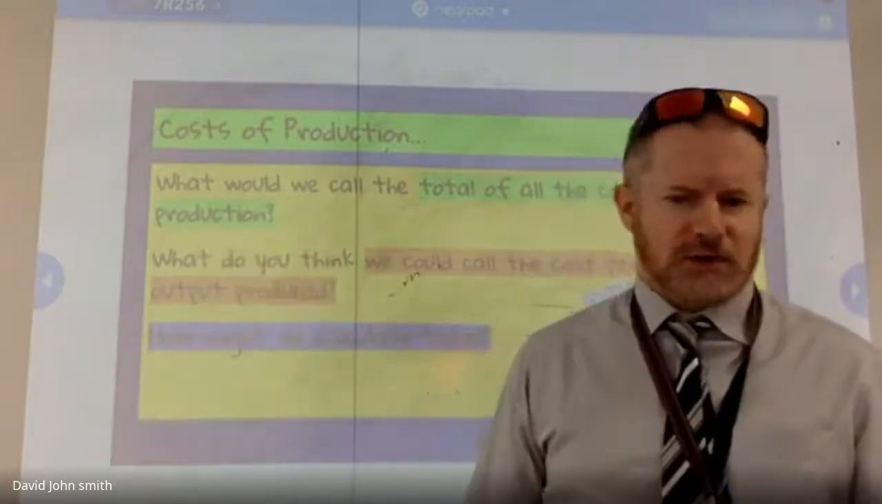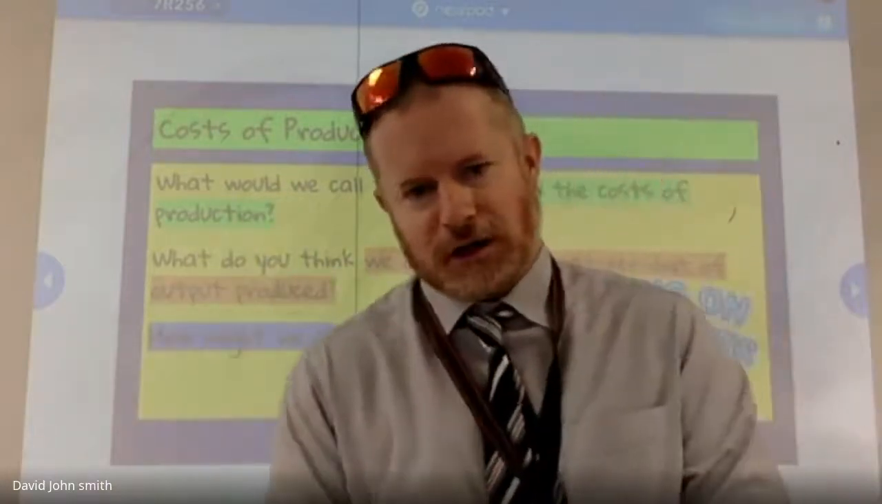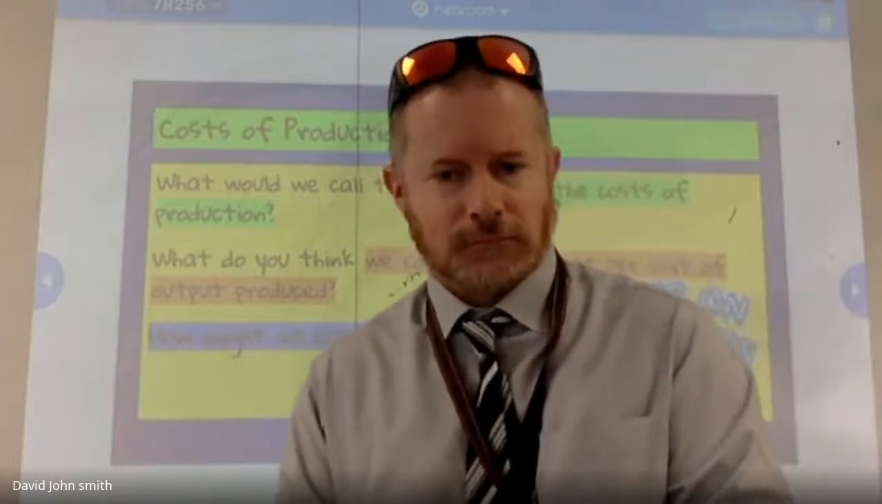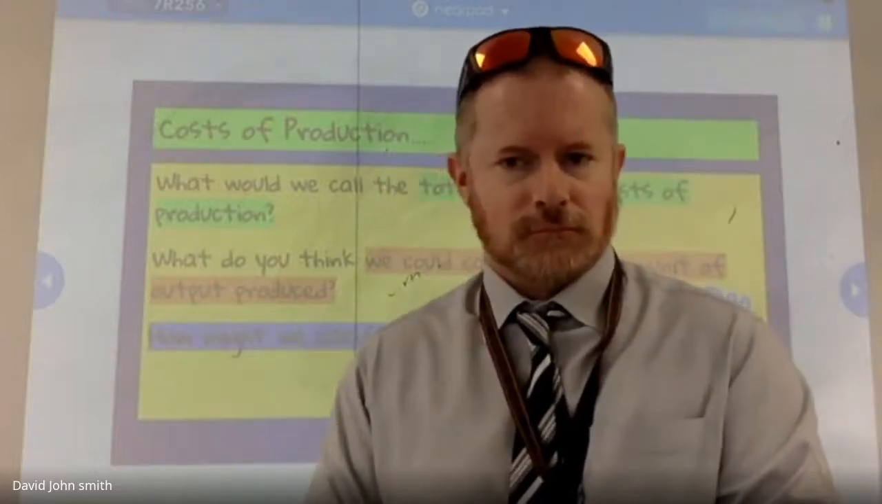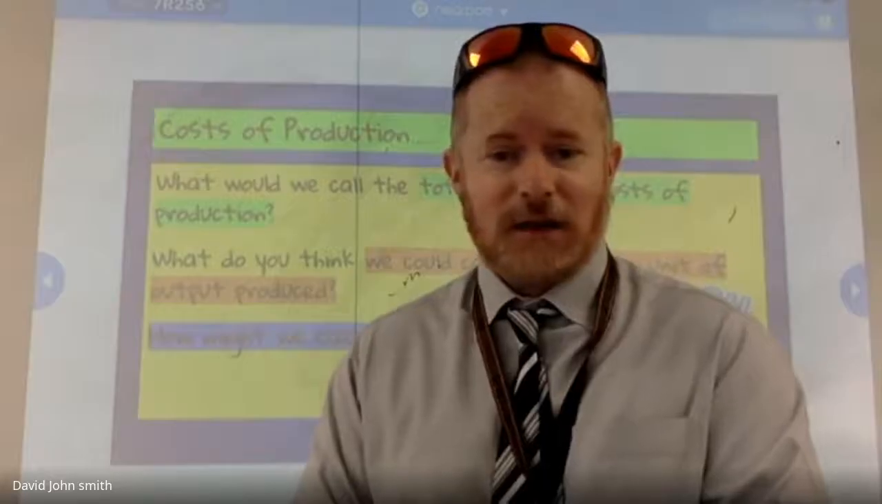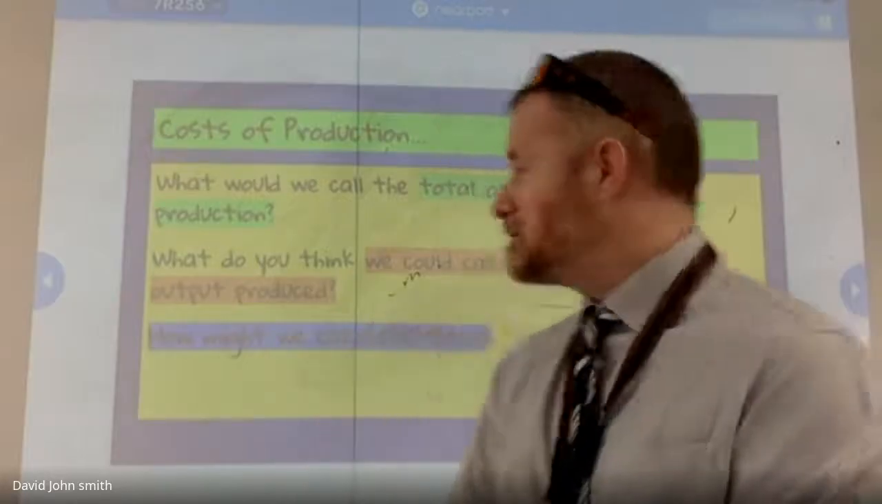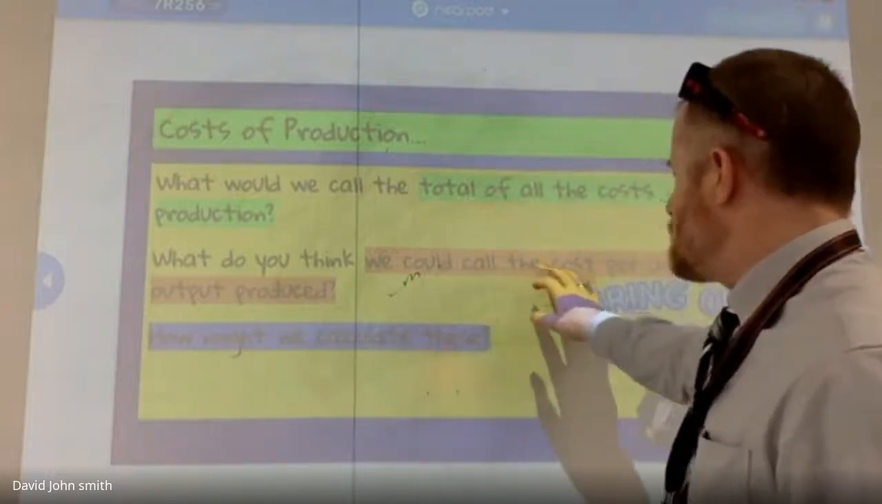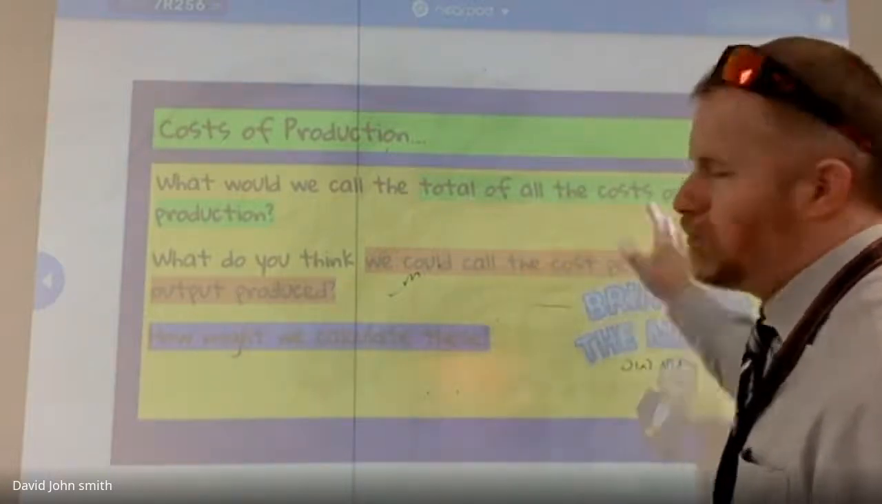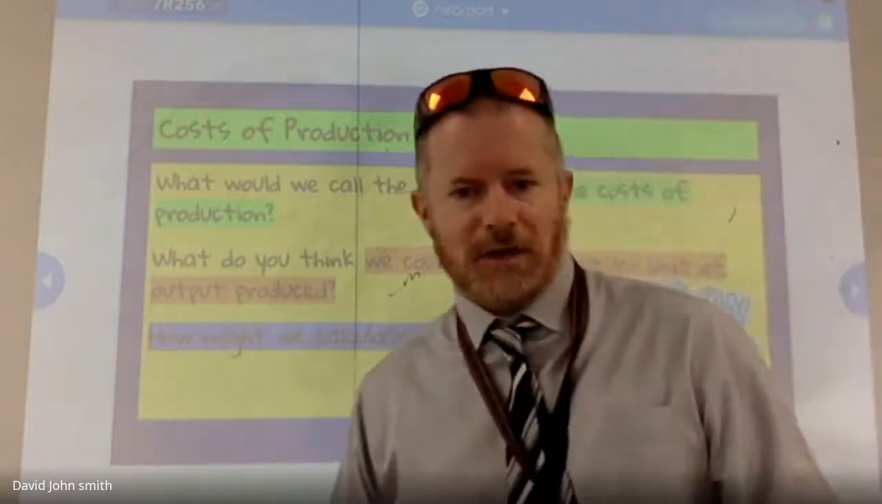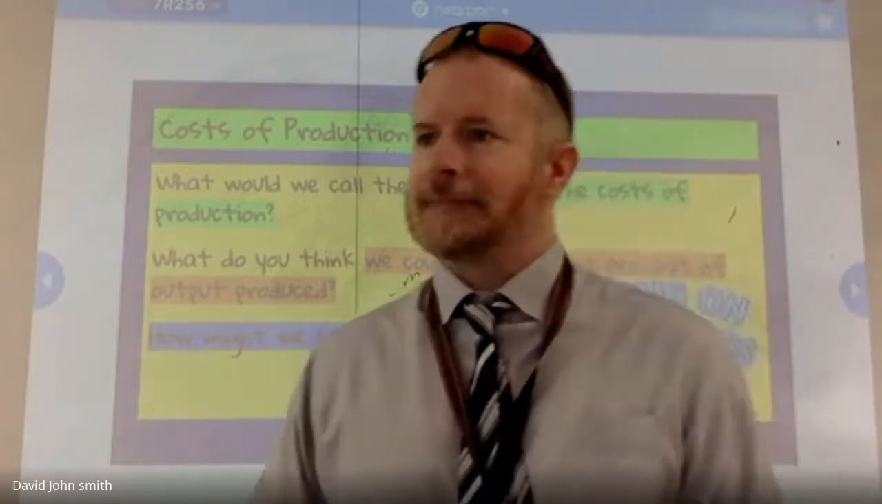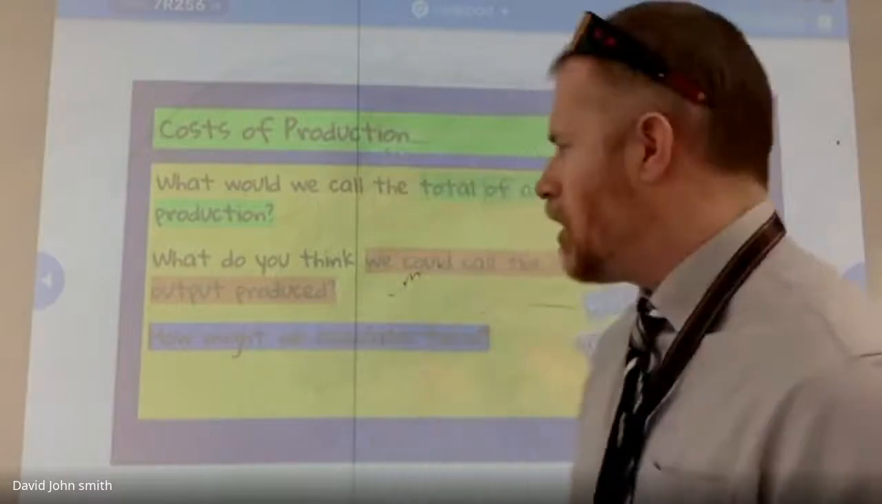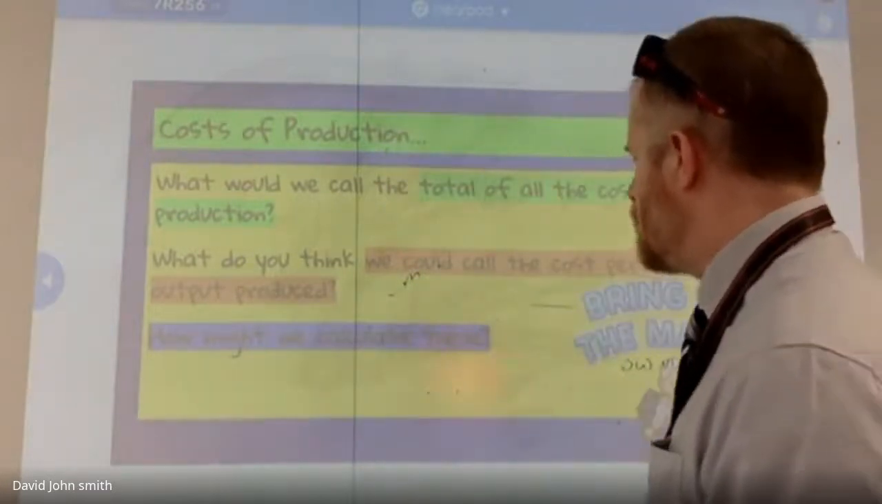What did we call the total of all of the costs of production? Do we remember? Total cost. Total cost, exactly right. Well done. Fancy name. And what about this one? This one was the cost per unit. What do we think cost per unit was going to be? Average. The average of the total costs. Well done. Or average cost.